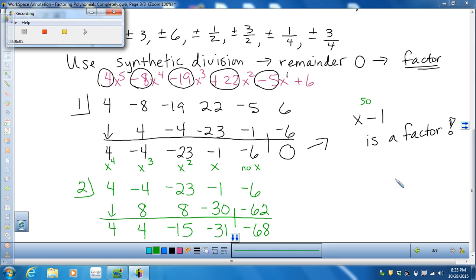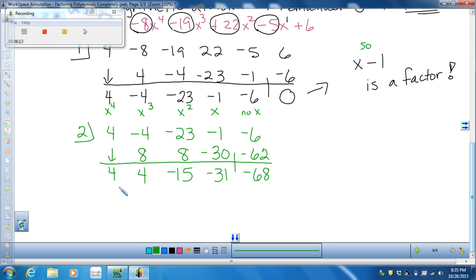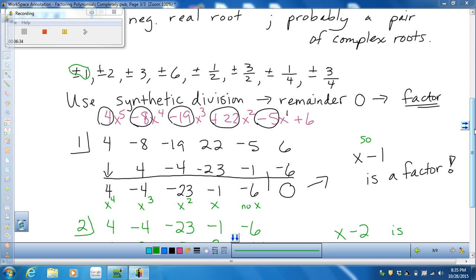Okay, when I worked out trying positive 2, this is the result that I got. I got 4, 4, negative 15, negative 31, and I had a remainder of negative 68. So that means that x minus 2 is not a factor. So positive 2 did not work. So when I go back up to my list, I can cross out positive 2. It did not work.